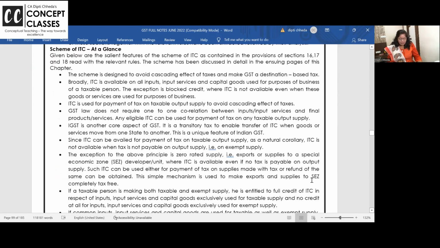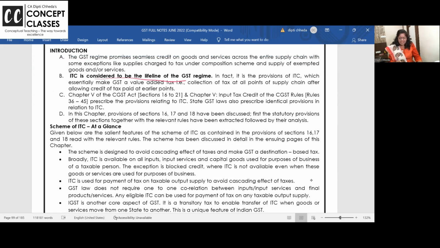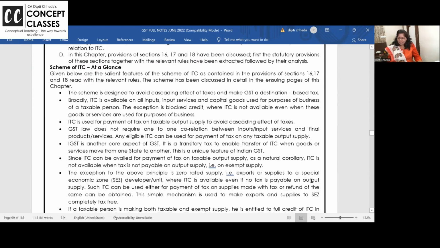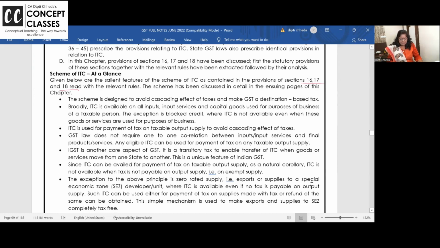Let us see an overview of the scheme. Introduction, we have seen ITC is considered as a lifeline. I hope you all are enjoying this. What are the salient features? Actually, you have sections till 21. ITC, बहुत detail में job worker, NRTPs और सब वो है. So 19, 20, 21 is not in our syllabus.